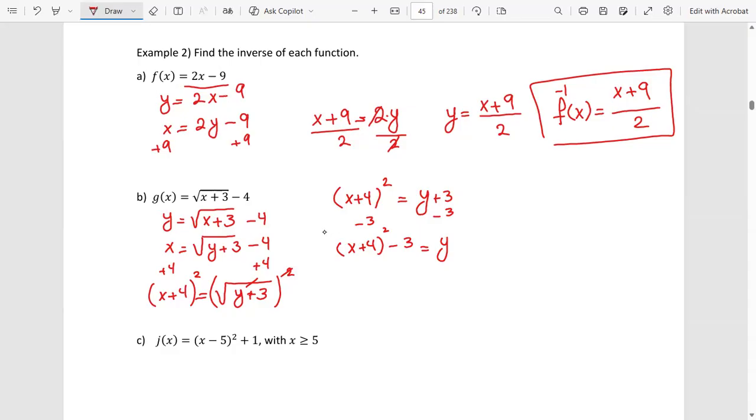When y is isolated, that means you have your inverse function. But it's better to replace y by f inverse, the notation of the inverse function. That shows that it is the inverse function. So replace y by f inverse and then the rest of the equation.